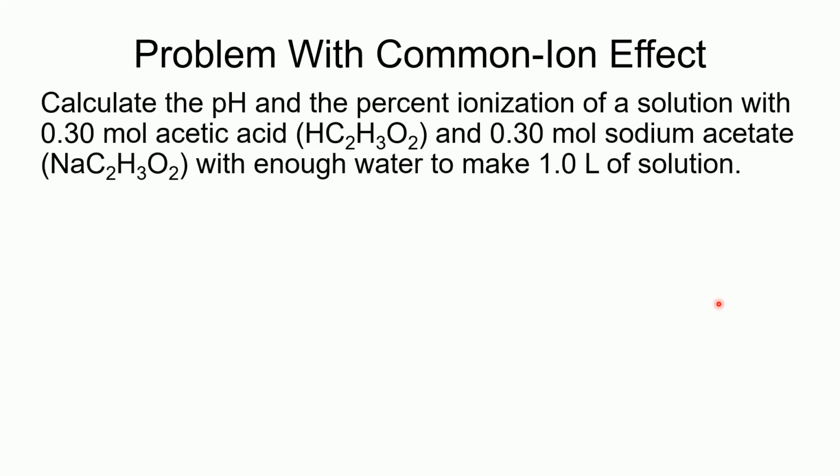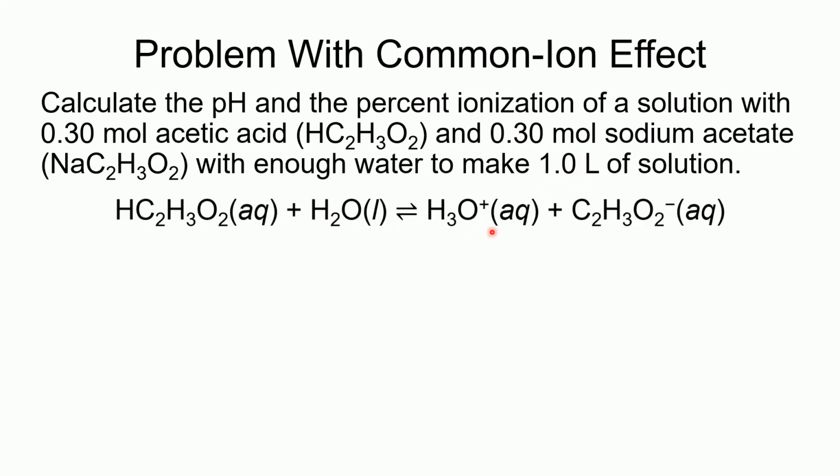So calculate the pH and the percent ionization of a solution with 0.30 molar acetic acid and 0.30 moles of sodium acetate in enough water to make 1 liter of solution. The 1 liter makes it real convenient because the concentration is going to be 0.30 molar and 0.30 molar. So, that makes that pretty easy. Again, here is our equilibrium equation.